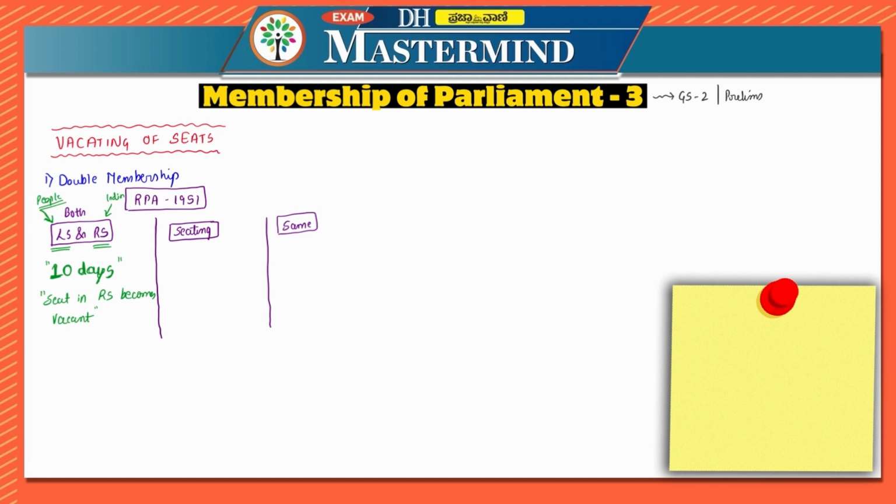Now the second condition: if a sitting member is elected to the other house. Let us take the first scenario. They are a sitting member of Lok Sabha and they are elected to Rajya Sabha. Or they are a sitting member of Rajya Sabha and they are elected to Lok Sabha. Because it is double membership, if a sitting member of one house is also elected to the other house, his seat in the first house becomes vacant.